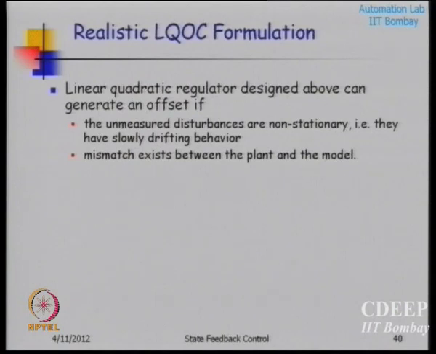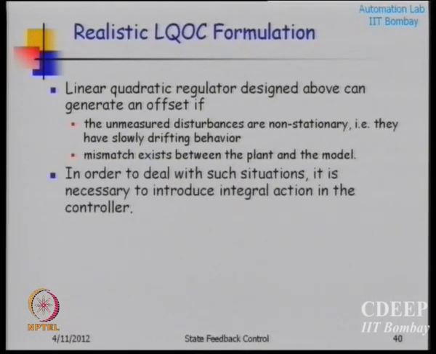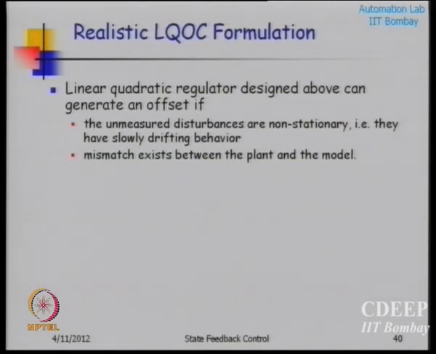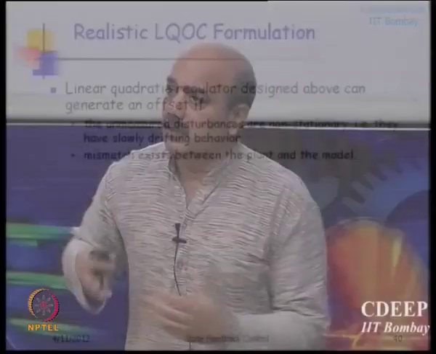The other thing is that there can be mismatch between the model and the plant. If there is a mismatch between the model and the plant, then this control law may not take you to the desired location 0, 0, that is another problem. So we have to add some kind of integral action. If you just use this control law blindly, when there is a model plant mismatch or there is a disturbance, you will get an offset. The system will not move to 0, 0, it will settle at some other point.